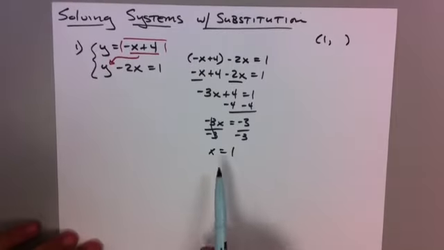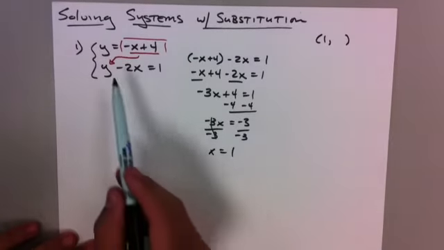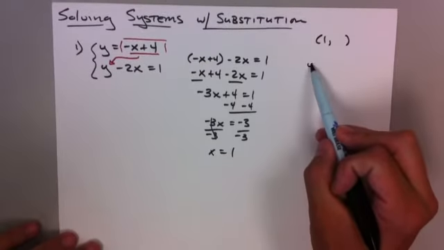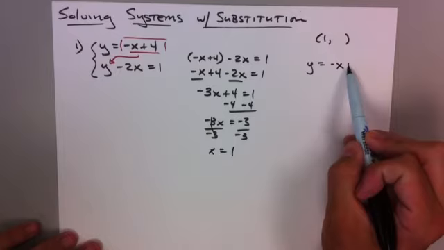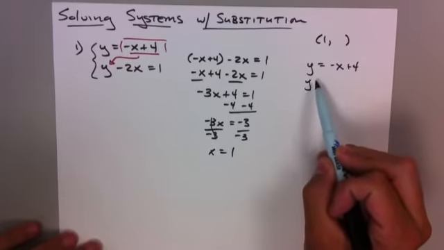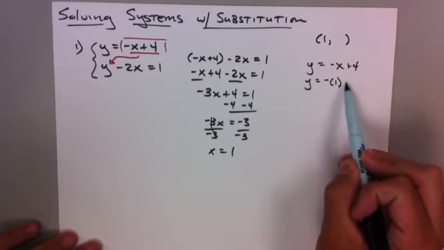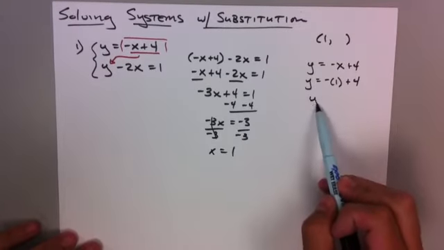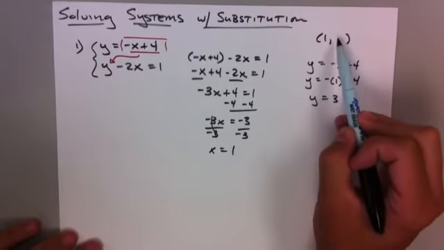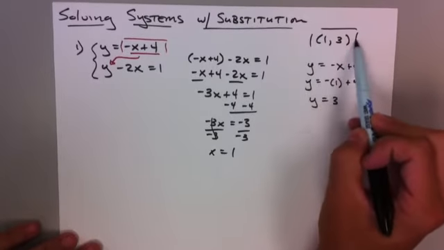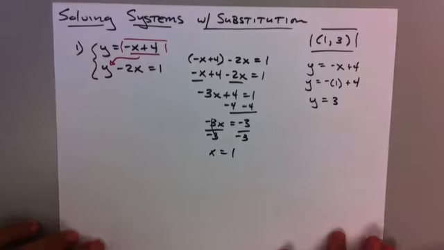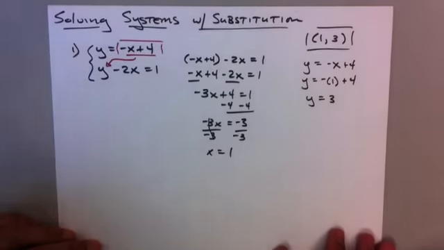Well, we go back and we're just going to simply take this and we're going to plug it into one of these. Well, I'm going to use this one because that seems easiest. Okay, so I'm going to plug in that 1. So y equals negative 1 plus 4, so y equals 3. And there you go. What point do these two lines have in common? They have the point 1, 3.